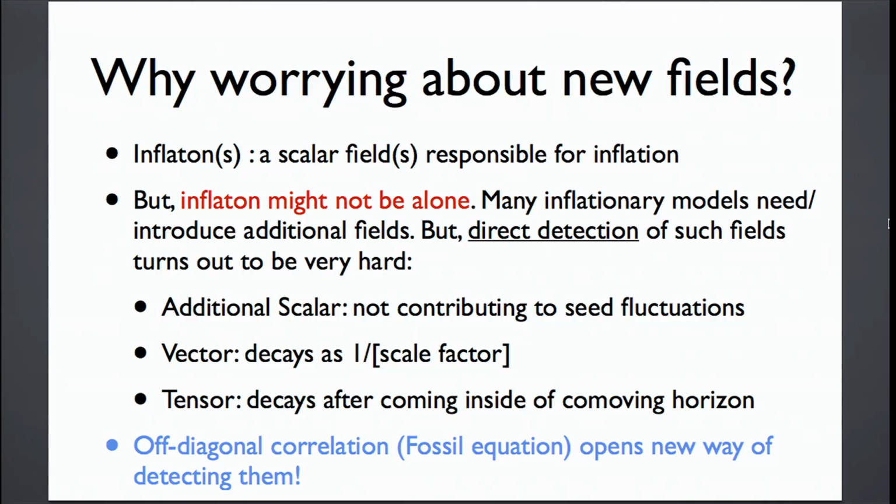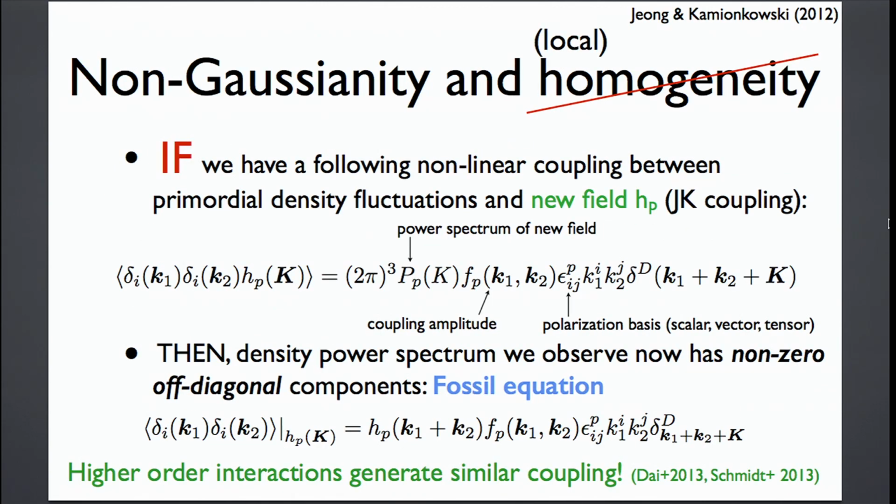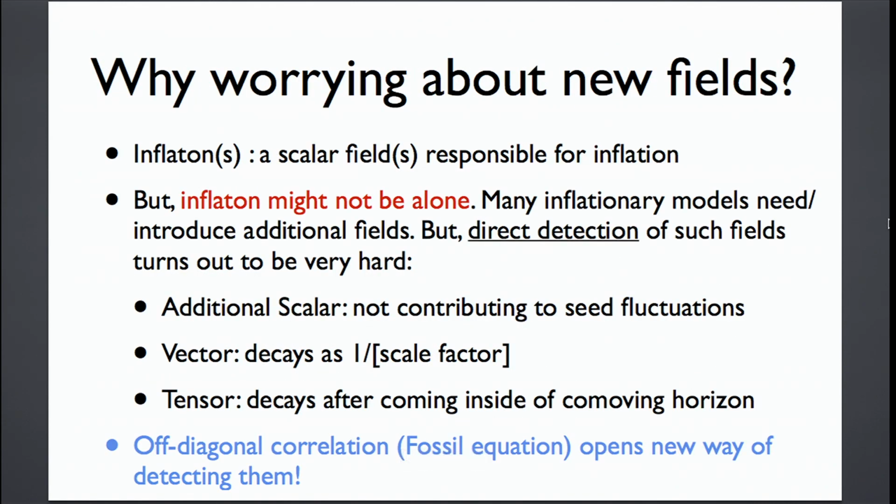So yeah, this is the motivation for why we worry about the new field. In the very early time, the physics can be wild, and you can have additional scalar, vector, and tensor fields. The good thing about this three-point function is that even though this new field decays away, the correlation structure still remains and can give us some imprint as an off-diagonal correlator. That's why we call it a fossil field: the field itself decays away, but we can have this imprint in the off-diagonal correlator.